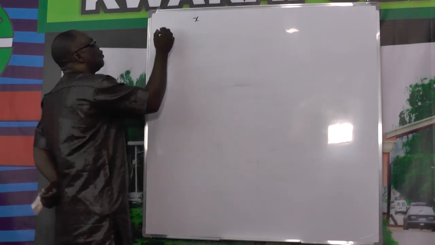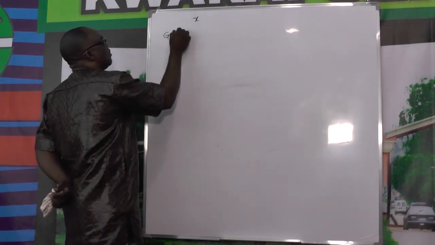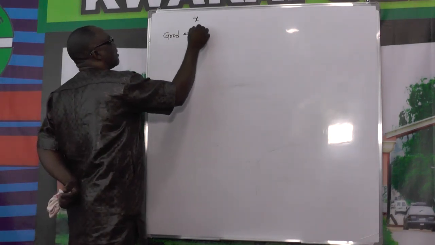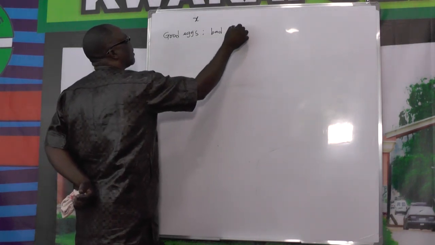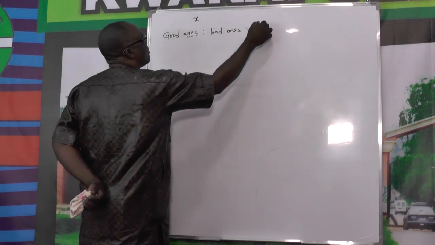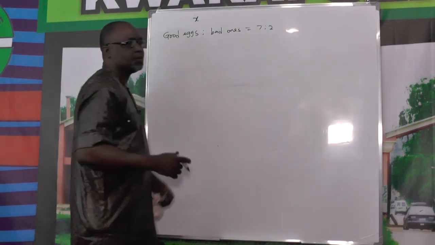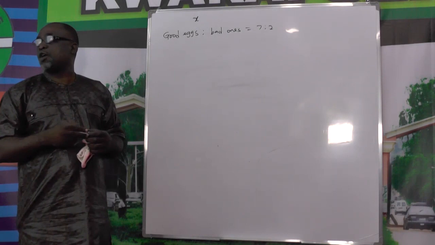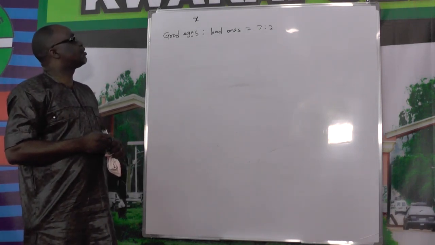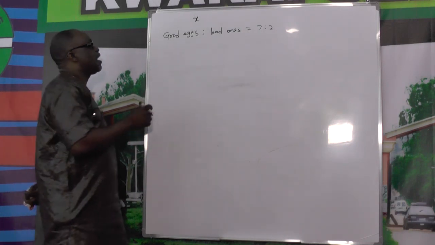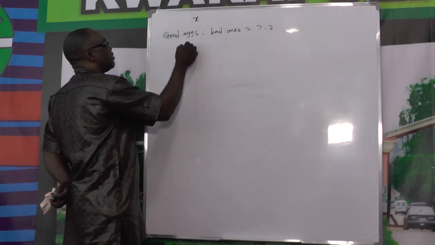Now, good eggs ratio bad ones is 7:2. The ratio of good eggs to bad ones is 7:2. Now we are told that the good eggs is 28.